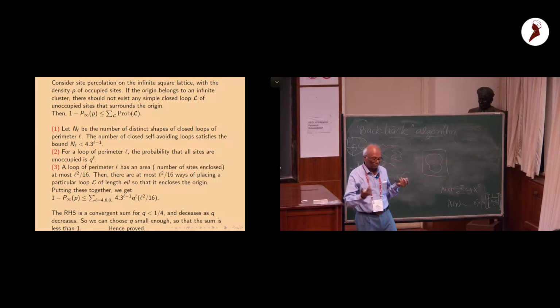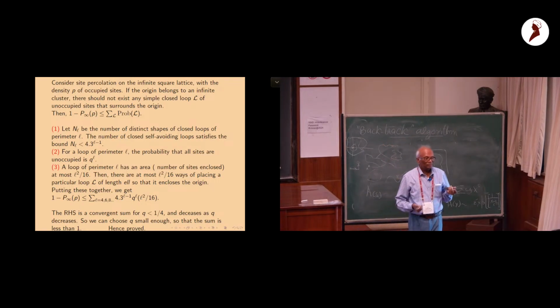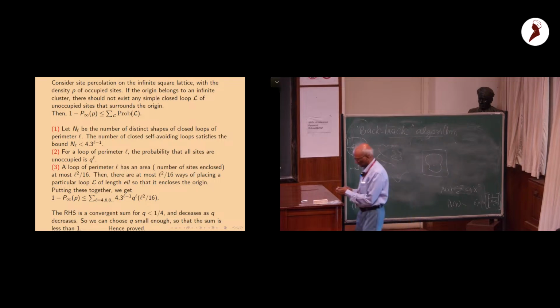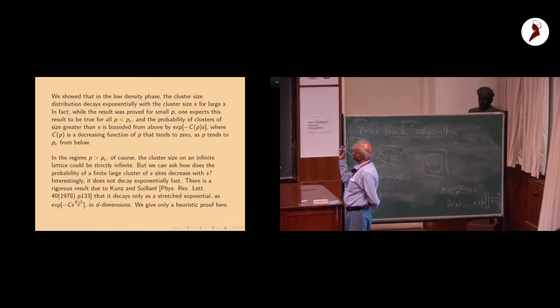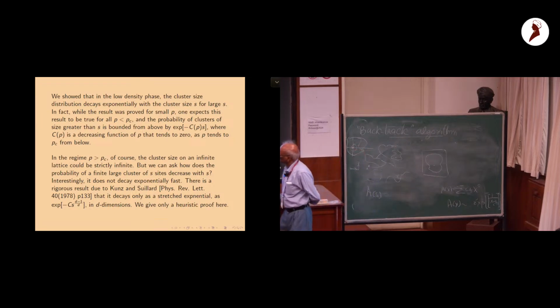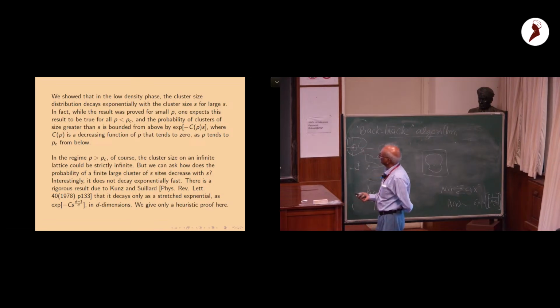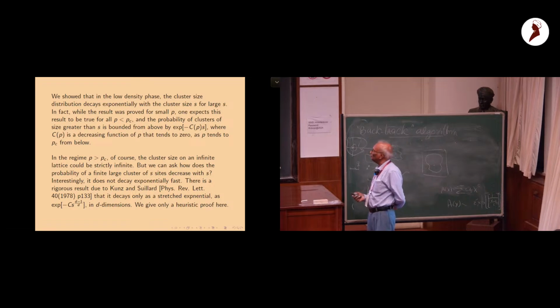We have proved more than just that bound. We have proved that p infinity goes to 1 as q goes to 0. Okay. So we showed that in the low density phase, the cluster size distribution decays exponentially. While the result was true for small p, one expects the result to be true for all p less than pc.